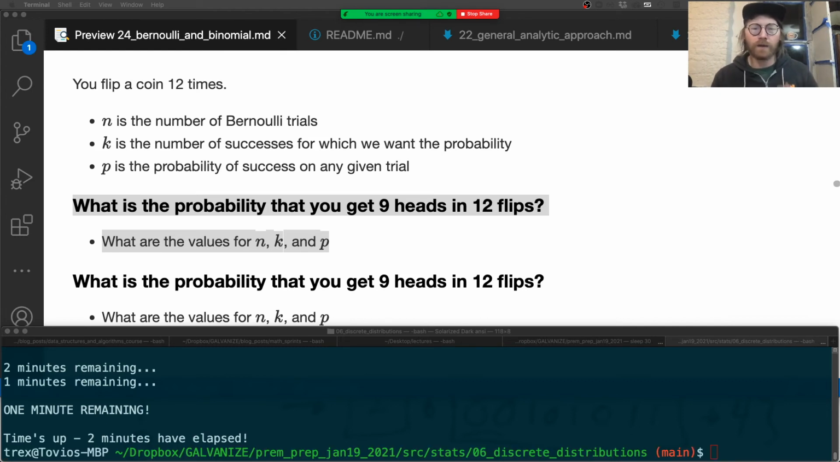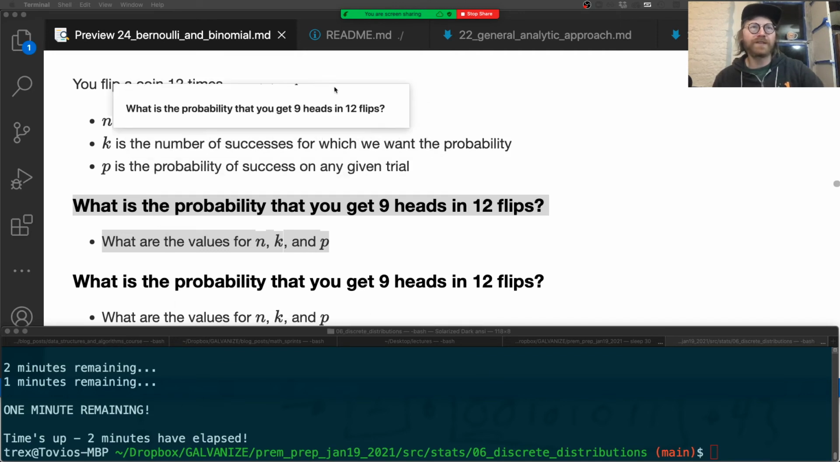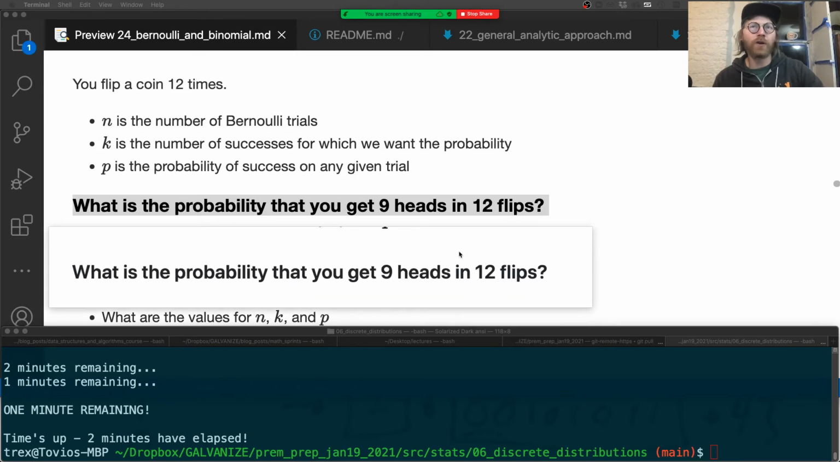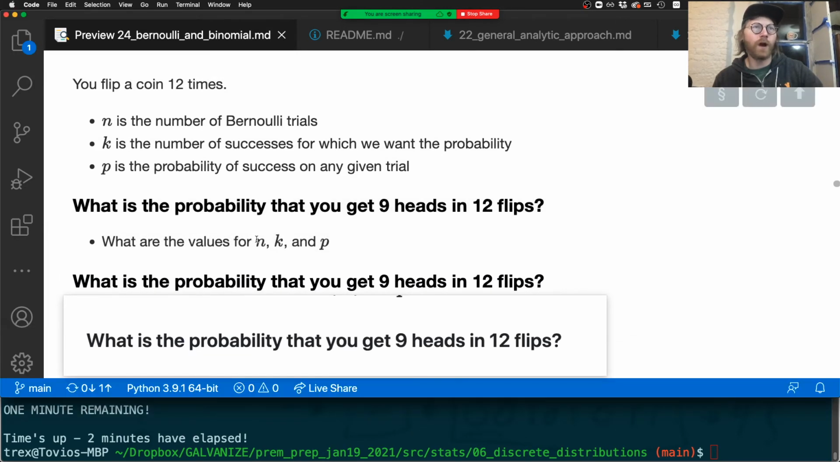Okay, so looks like everyone's getting to that right answer, 0.05371, however we want to round that. So the second part of the question I actually have here. The other part is our value of n. n is 12. That's 12 trials. Our value of k is 9. That's the probability we're looking for, the probability of 9 heads, or 9 successes, however you want to think about that. And our probability p is 0.5.